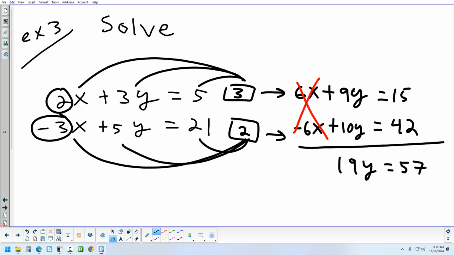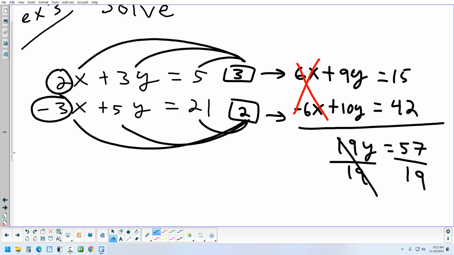What are we going to divide each side by? 19. All right, and what does that give me for y? Yep, gives me y equals 3. Depending on how you set this up, you could have chosen to eliminate the y's first, and then you would have gotten x as your first letter. Okay, it doesn't matter which letter you eliminate first.